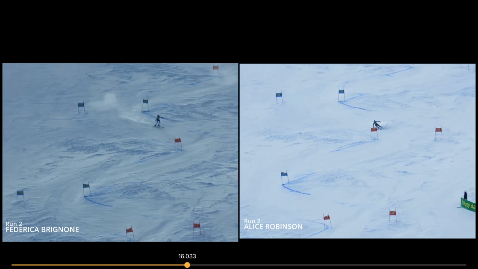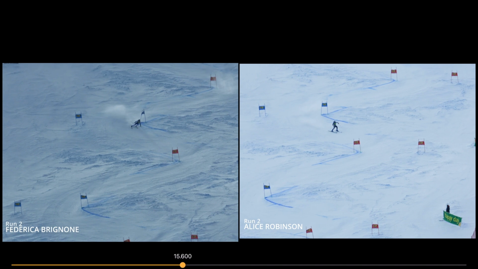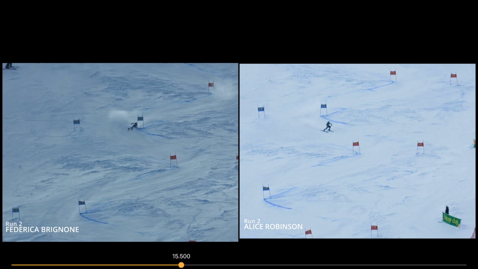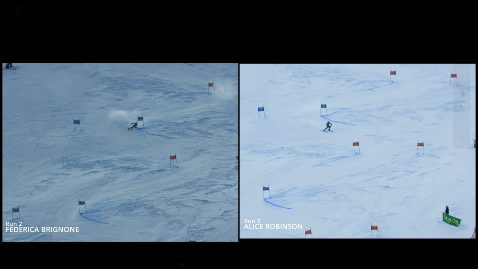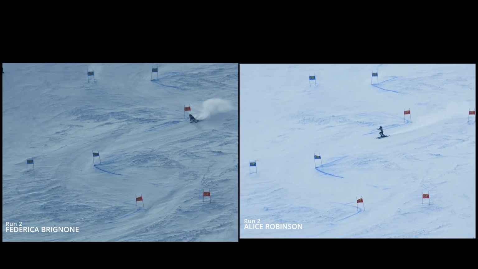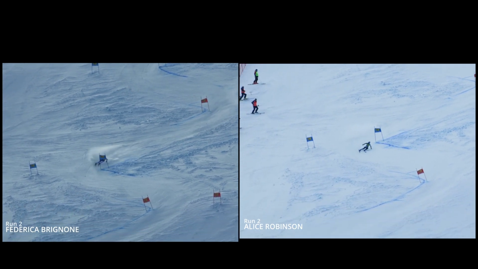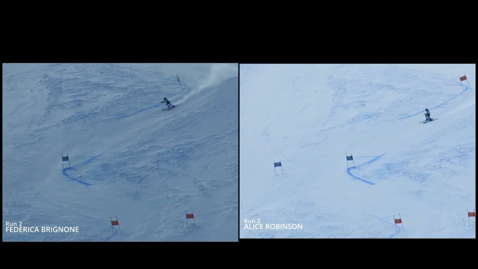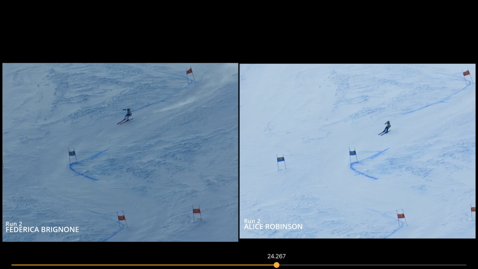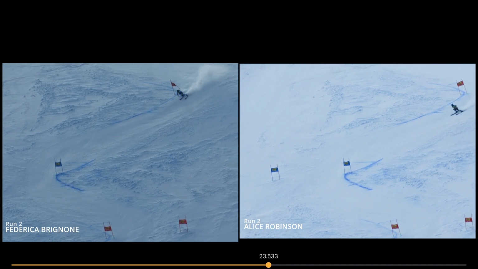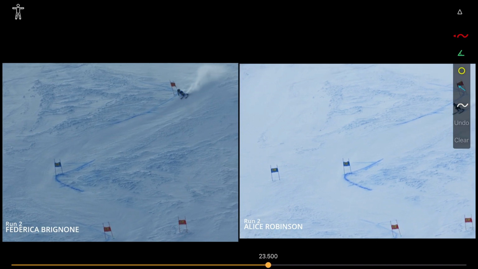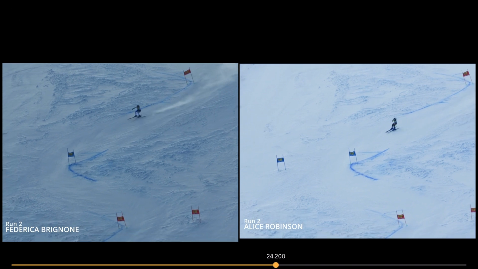You can see here that Alice has taken a little bit more of a lead again. On the steeps, she pulled away a little bit, and it's somewhere a little bit lower where Brignone is going to make the move. I'd say this is where you can see they're at about 0.1 seconds difference, 0.14 seconds difference.